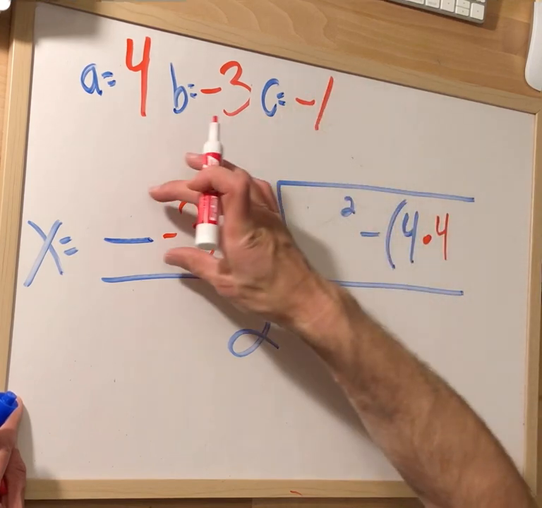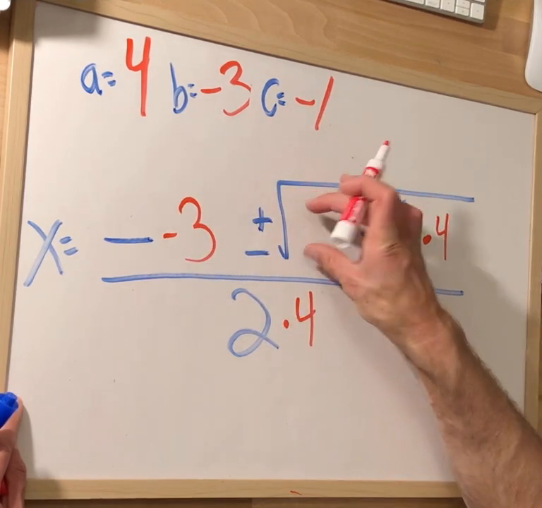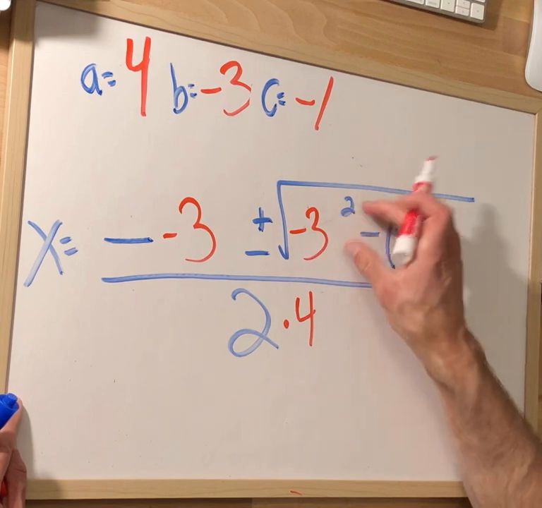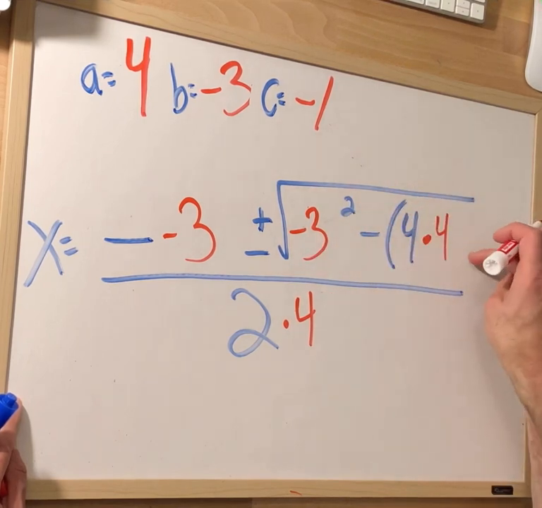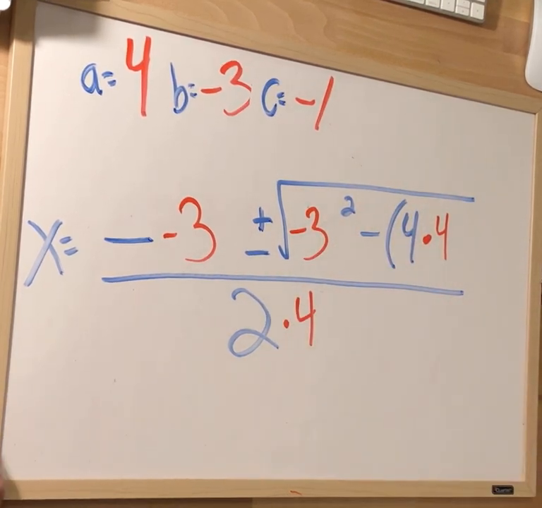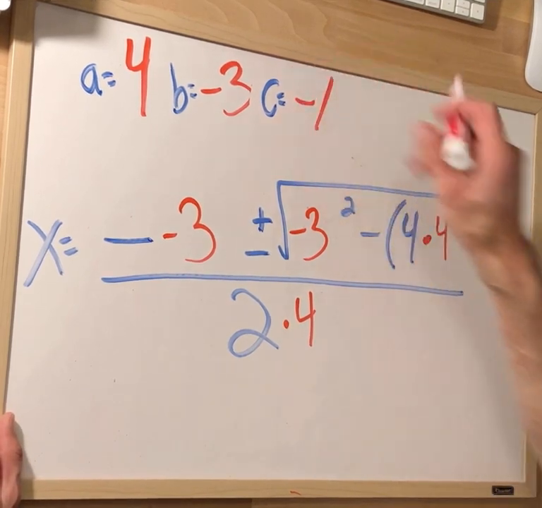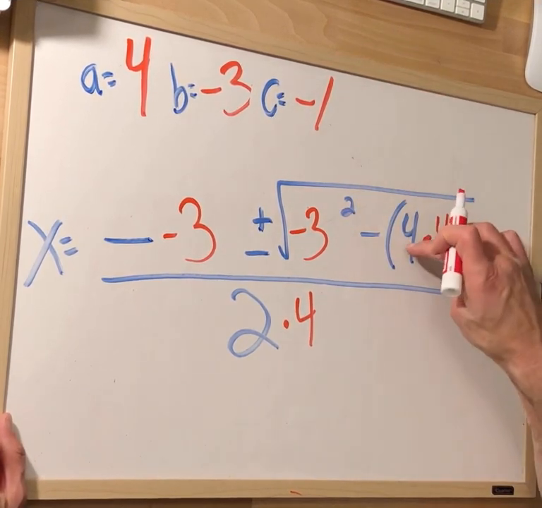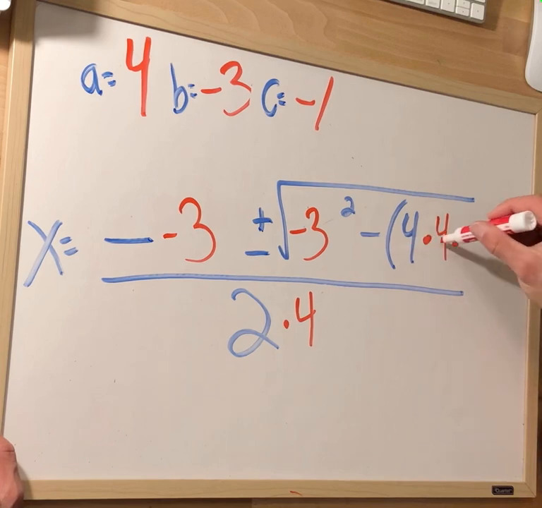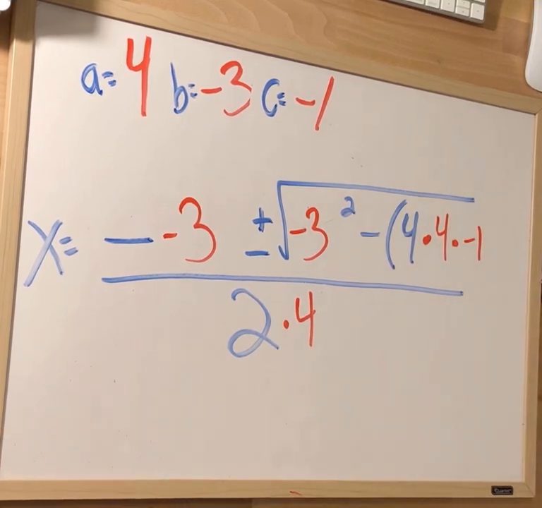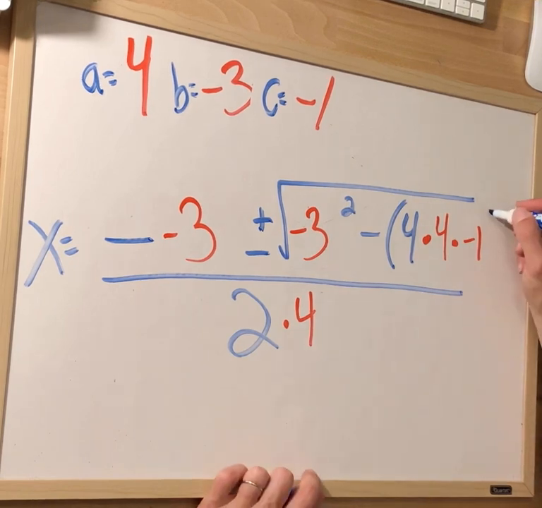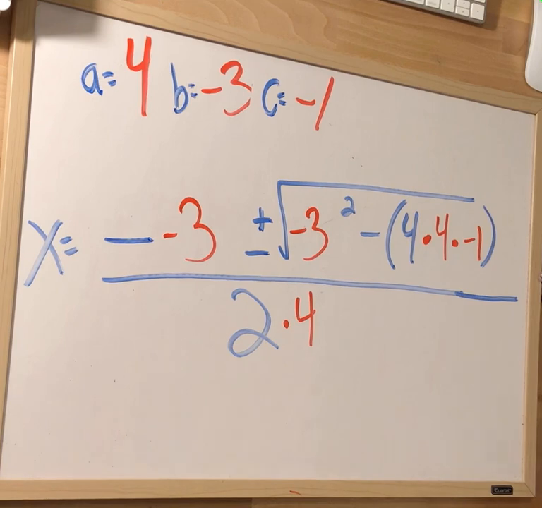This is negative b plus and minus the square root of b squared, so negative 3 squared, minus 4 times a times c, all over 2 times a. I'm going to plug in my c here. If you look in the formula, this is 4 times your a times your c. Now you're asking, what the heck is this even used for? It's used to solve for your x.